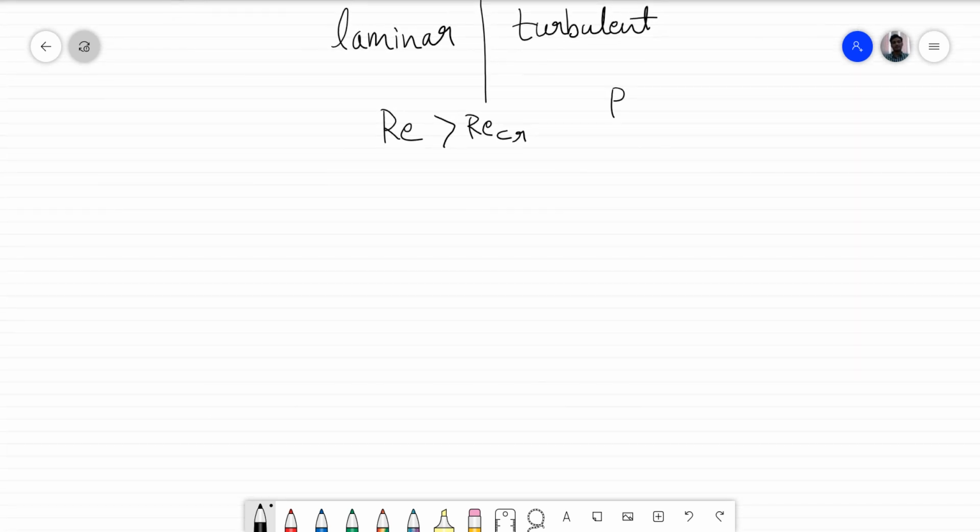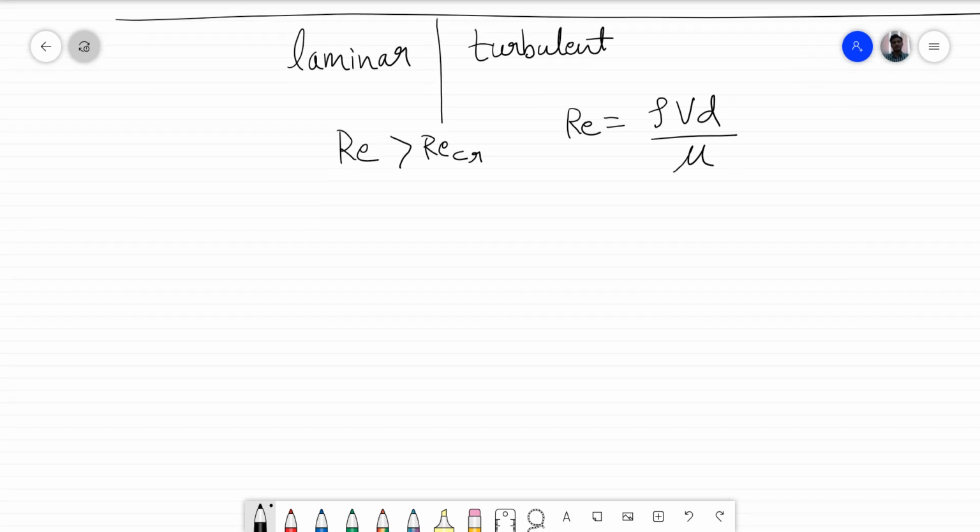So Reynolds number is rho v d by mu or rho v L by mu. Rho is density, v is velocity scale, d is diameter or length, mu is viscosity, as we discussed.